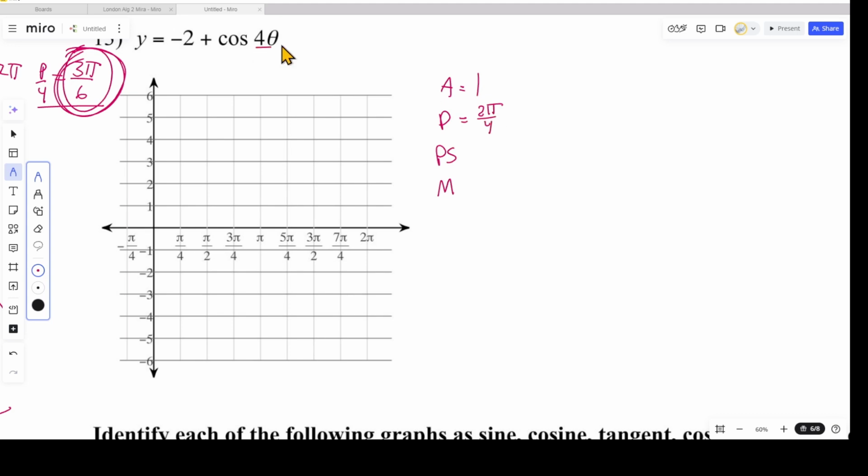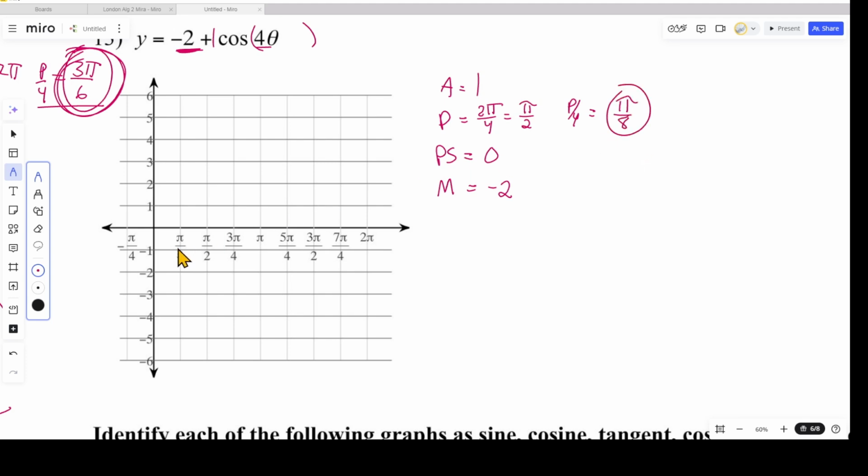B is 4, A is 1. This is D, I guess, or my midline, 2. C is 0, so the phase shift is 0. And then my quarter period is pi over 8.